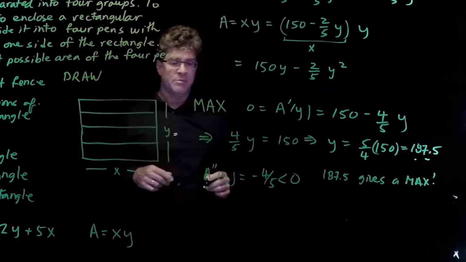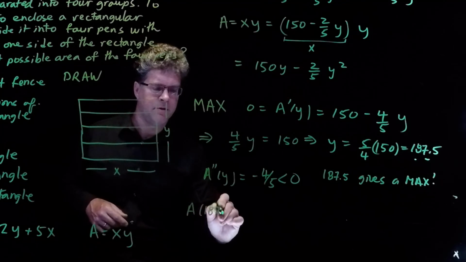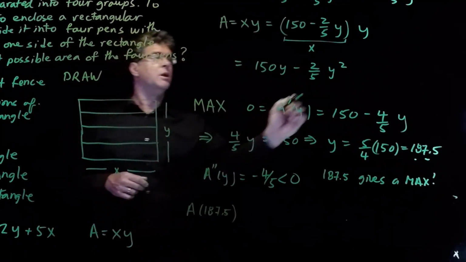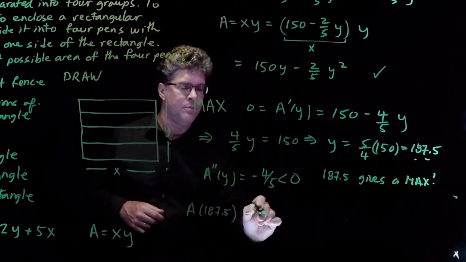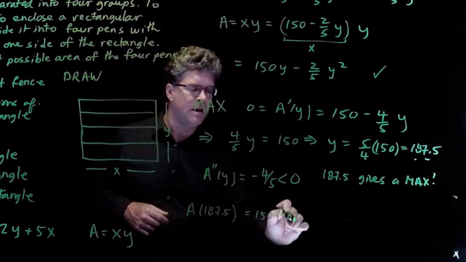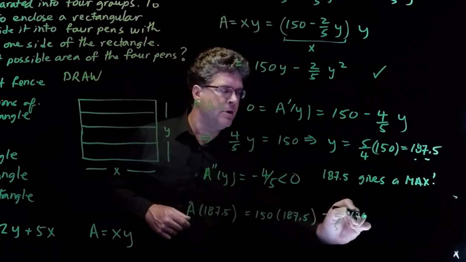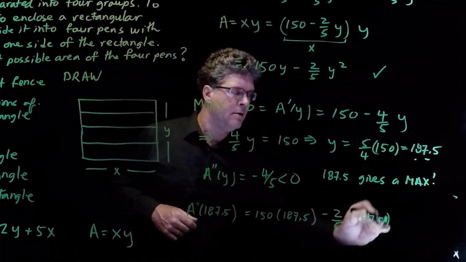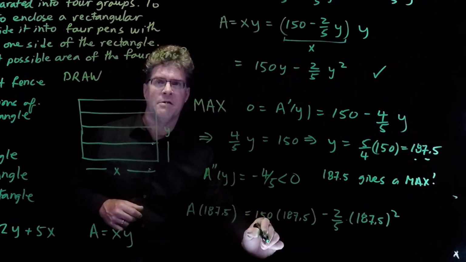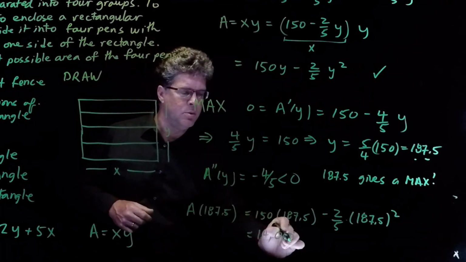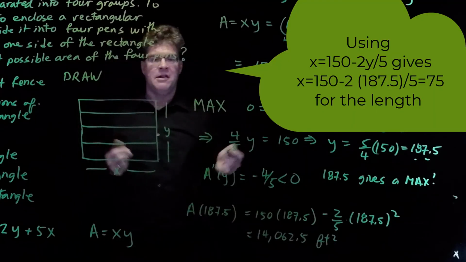And what is that maximum value? It's A of 187.5. And we have the formula right here for A. It's 150 times 187.5 minus 2/5 times 187.5 squared. And if we put that on the calculator, that's 14,062.5 square feet. And so that's the answer.